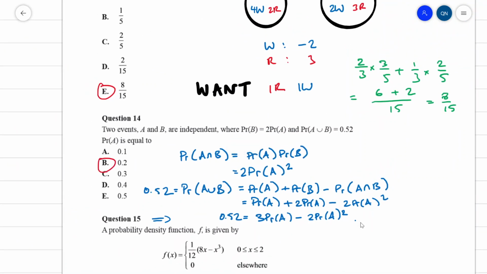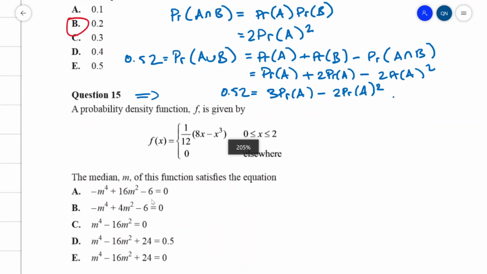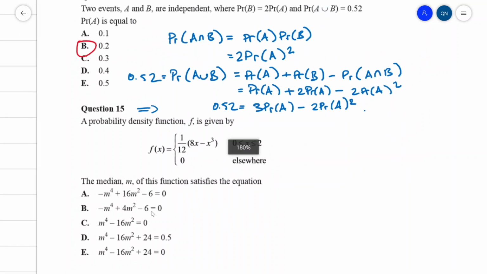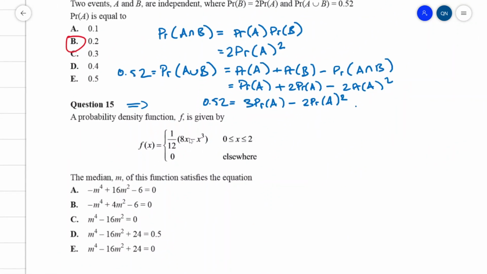Alright, question 15. A probability density is given by this piecewise function. The median of this function satisfies which equation? So which equation would the median satisfy? First of all, how is median defined on a PDF? It's the integral from 0 to m, where m is the median. In this case, we start at 0 here because that's where the function starts.